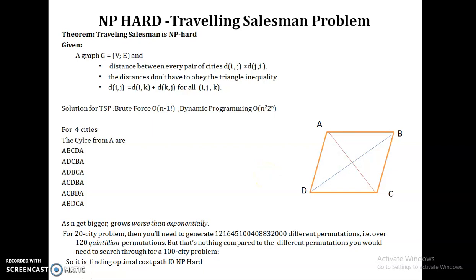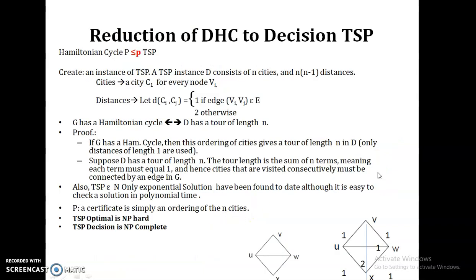But when you are increasing this n, the time taken to find this optimal solution will not be polynomial, and it will be worse than that. In the case of a 20 city problem, it takes 19 factorial permutations, and in the case of 100 cities, it will take 99 factorial, right? So it is very tough to find an optimal solution for this, and that's why this traveling salesman problem is an NP-hard problem. Let's see whether the decision traveling salesman problem is NP-complete or not.